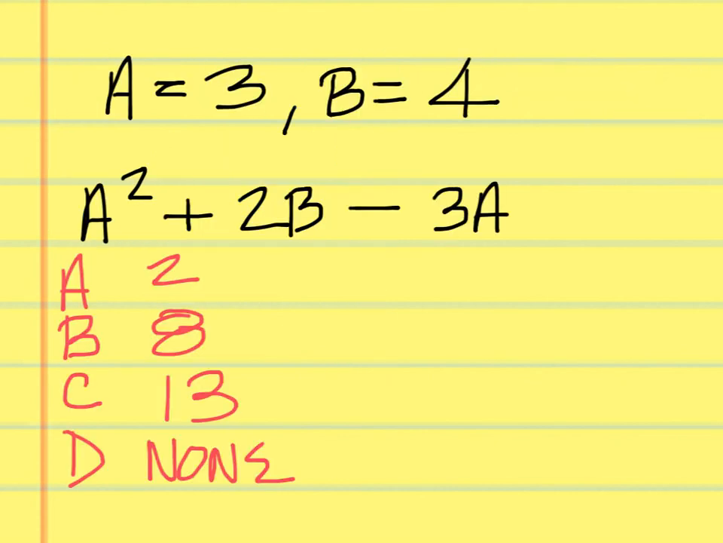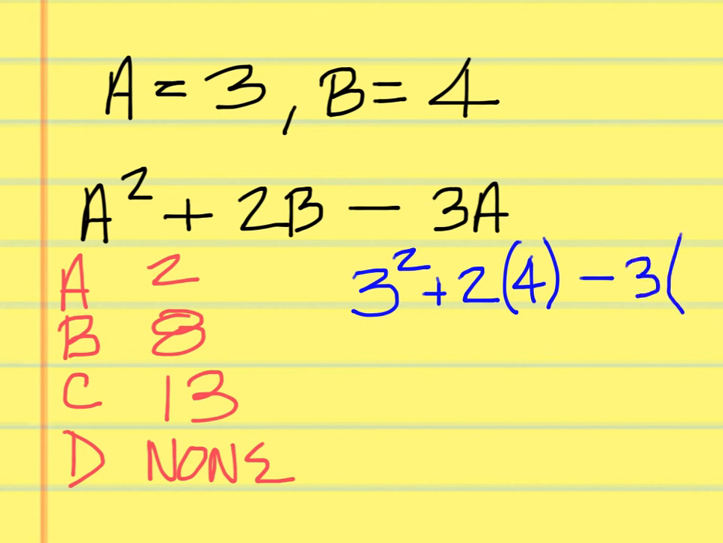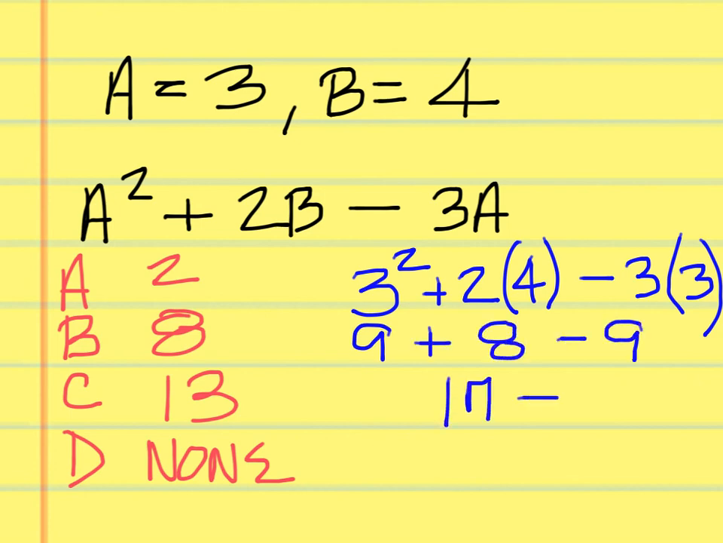Let's replace a and b with 3 and 4. So instead of a squared, we will have 3 squared. And instead of 2b, we will have 2 times 4. Instead of minus 3a, we'll have minus 3 times 3. So that is 9 plus 8 minus 9. That's 17 minus 9, which is 8. B.